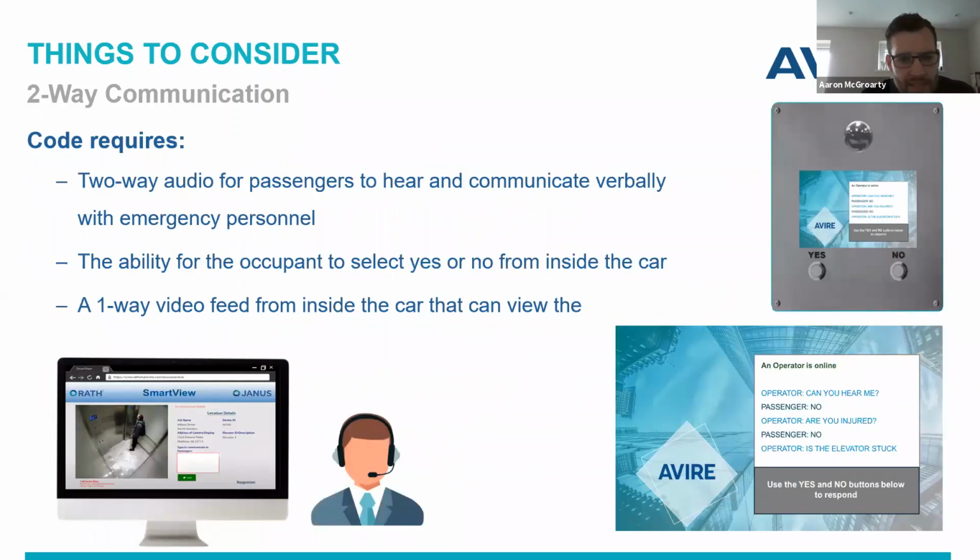So we've implemented a system where that's possible. Our US companies, Rath and Janus, who are part of the AVIRE brand, we've called the system SmartView. That SmartView system will live with the call center, and inside the elevator car, as I said previously, there will be a one-way video feed that allows the caller to see what's going on inside, but also on the screen, as I've shown there, the ability to type a question and get a yes or no answer from the trapped passenger. Something definitely to consider.